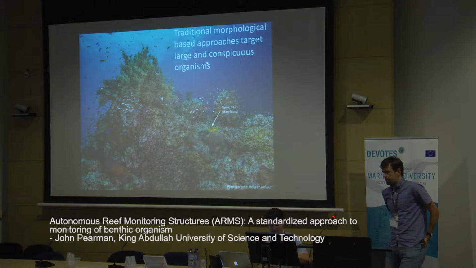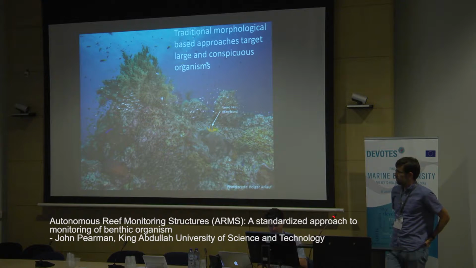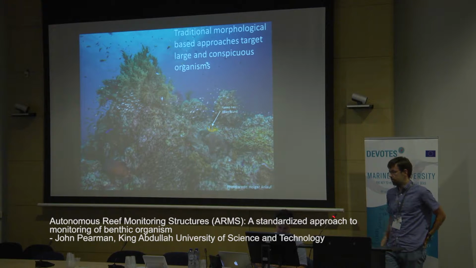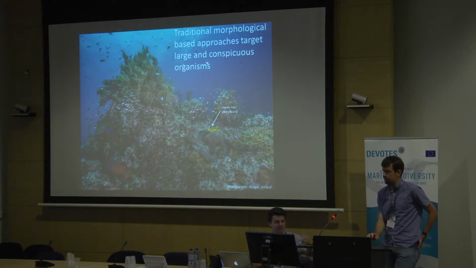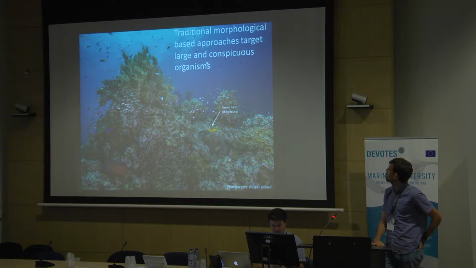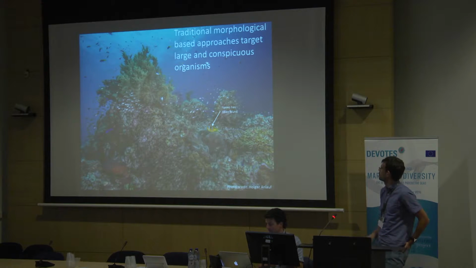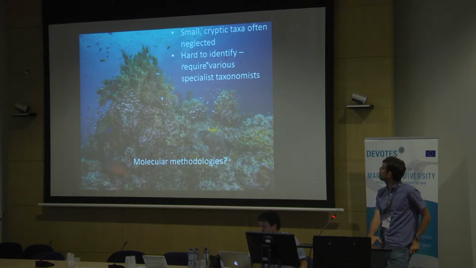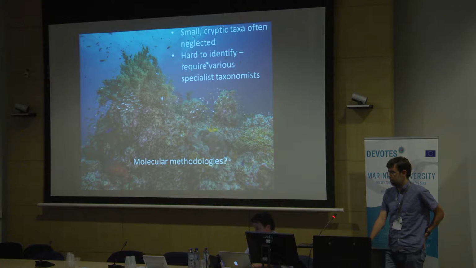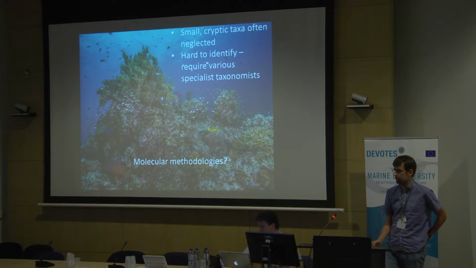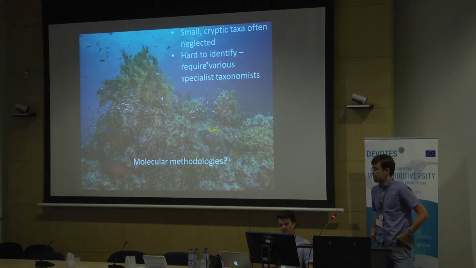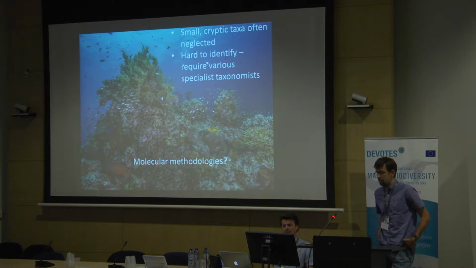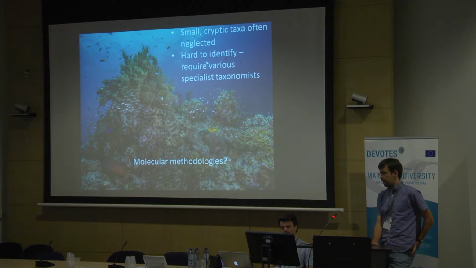So typically, if you're studying hard benthic substrates, you do diver-operated morphological-based approaches to target mainly the large and conspicuous organisms, like your corals and your fish on the reef structure. So this misses out quite a few of the organisms that are actually present. So you've got these small cryptic taxa that are often neglected because they're hidden within the reef structures. And also they're actually hard to identify taxonomically. You require various specialists per taxa to actually identify them accurately.